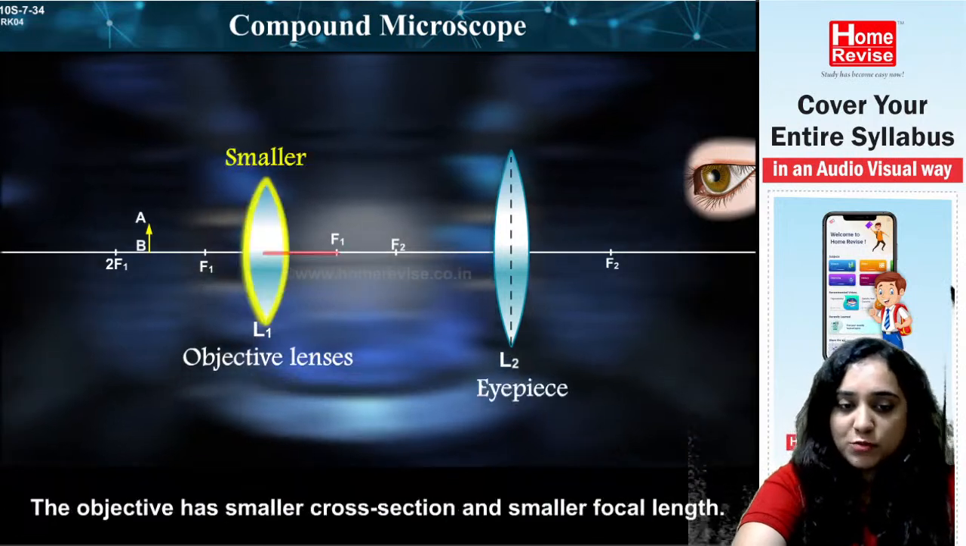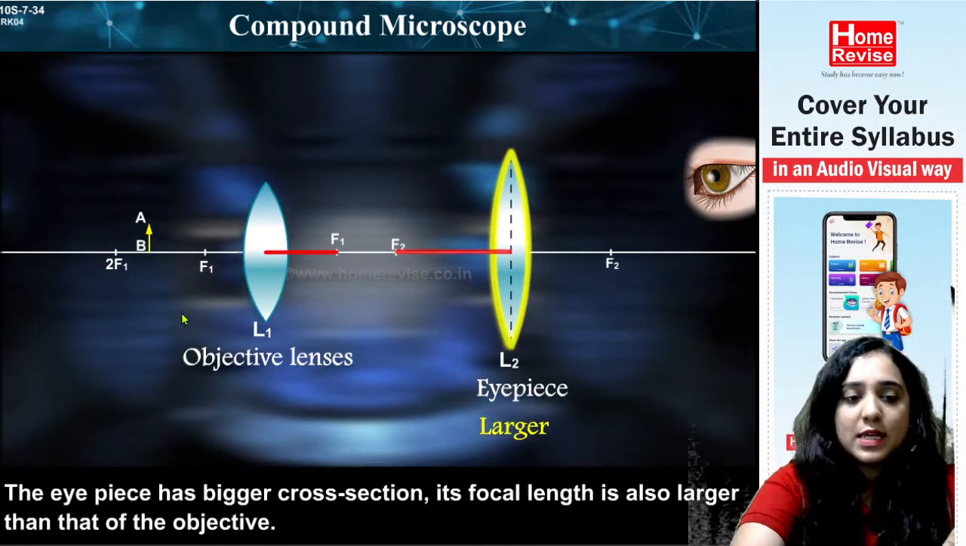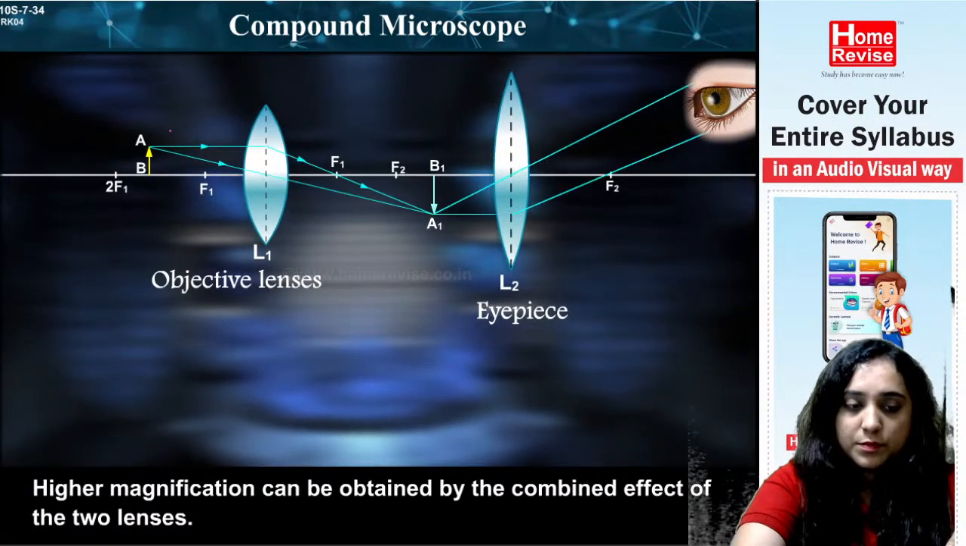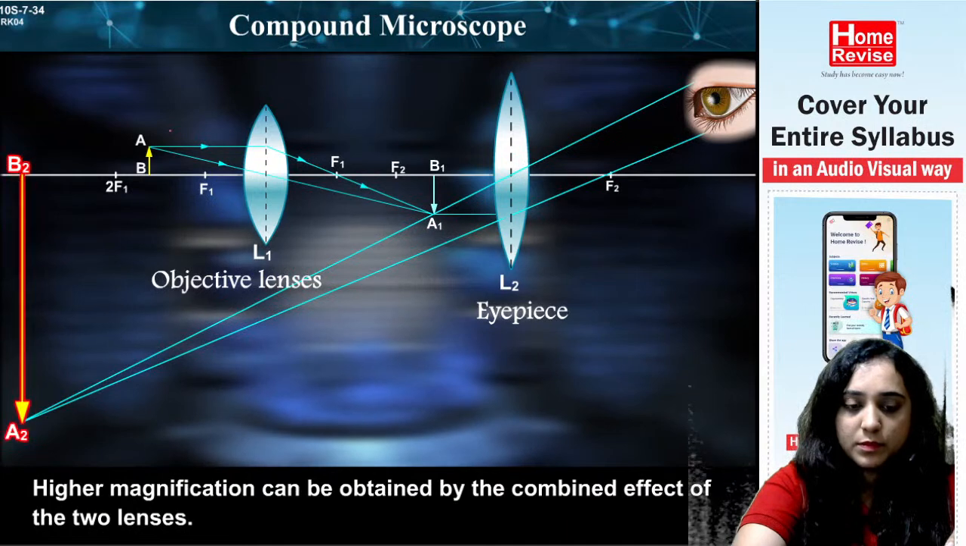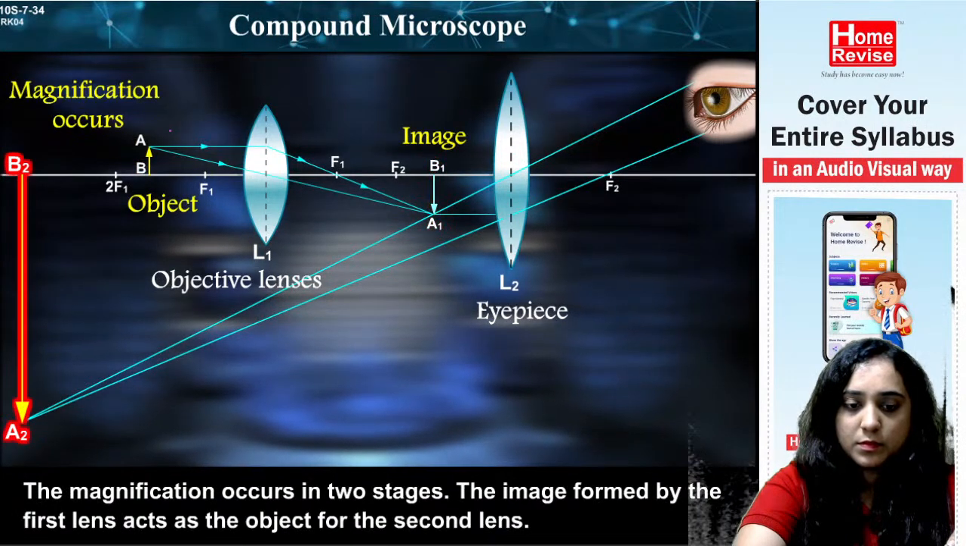The first is called the objective lens and next is the eyepiece. Now see, as I have kept the object here, can you see the object kept here? So magnification can be obtained by the combined effect of the two lenses. The magnification occurs in two stages.